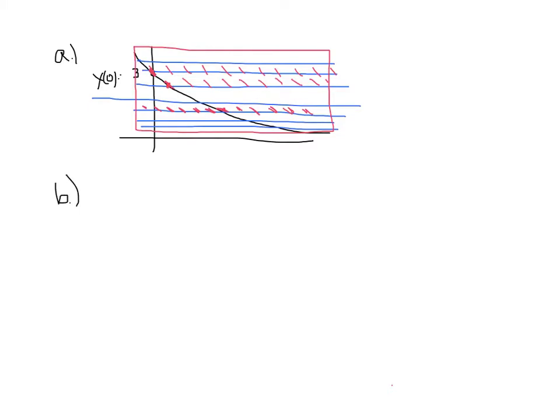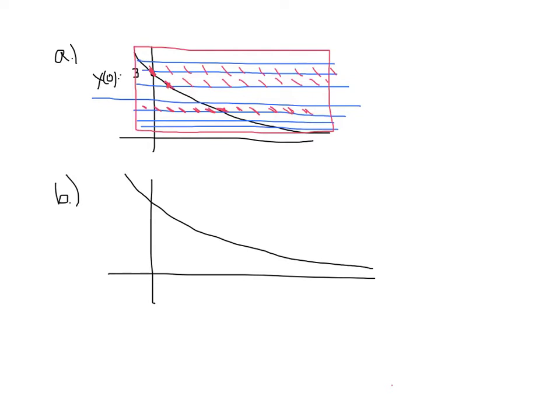In part B, I'm going to redraw the original picture roughly. In part B, you're given this picture. Again, this height is 3. We pass the point 0, 3. They say, what can you say about the solution curve with y of 0 equal to 2? So let this be 2, for example. Okay. And I know that my solution curve passes through this point.